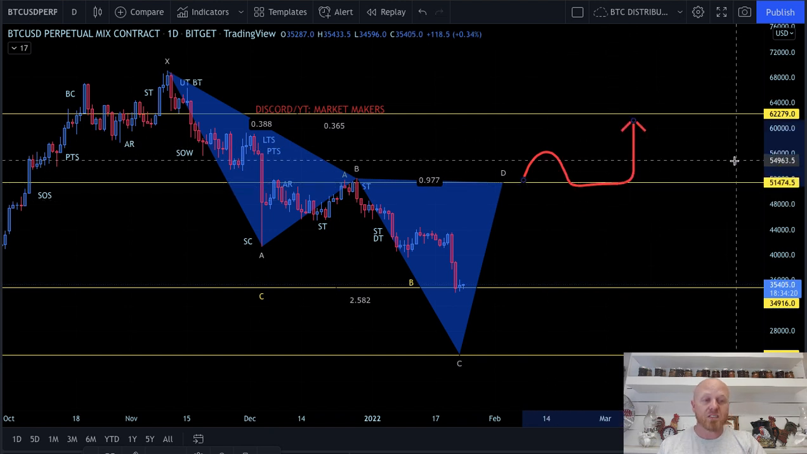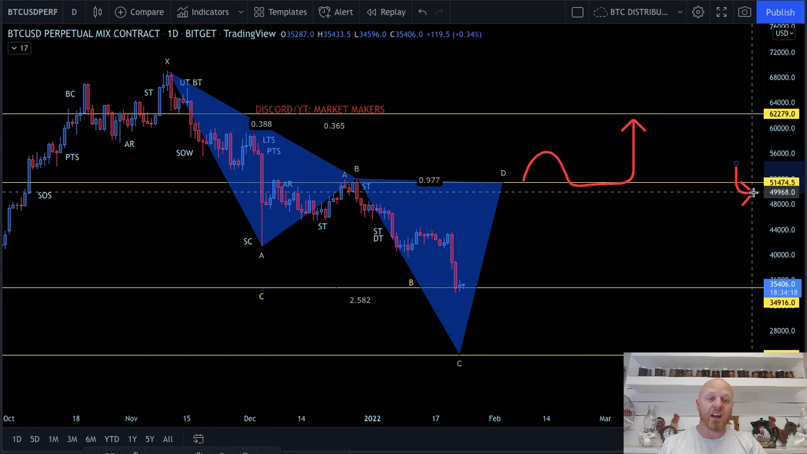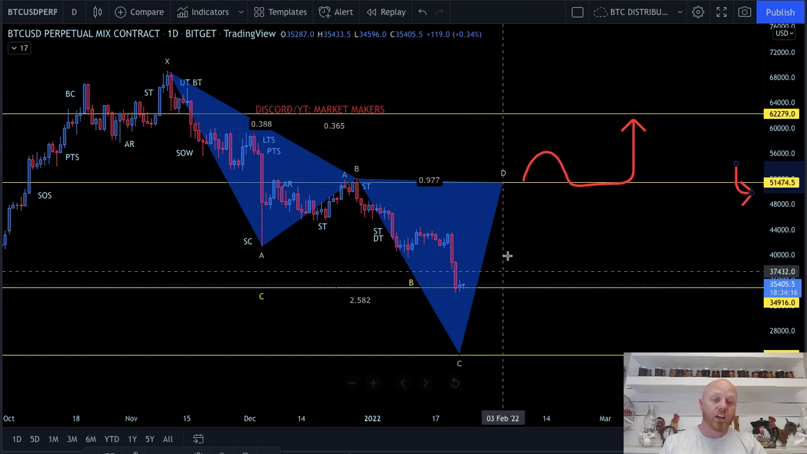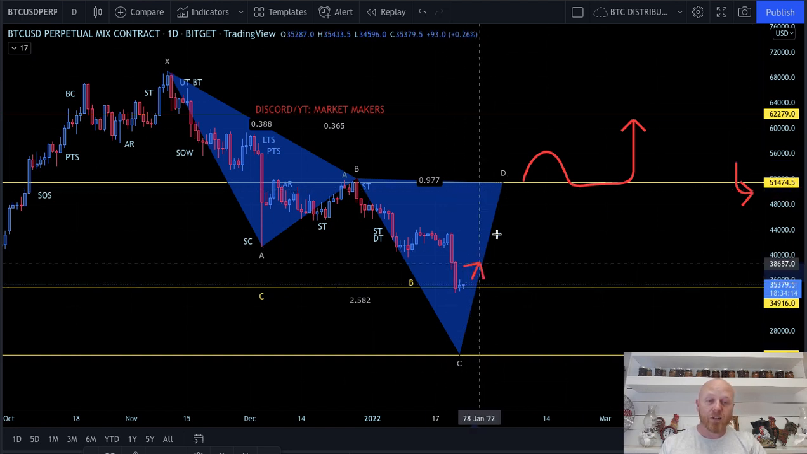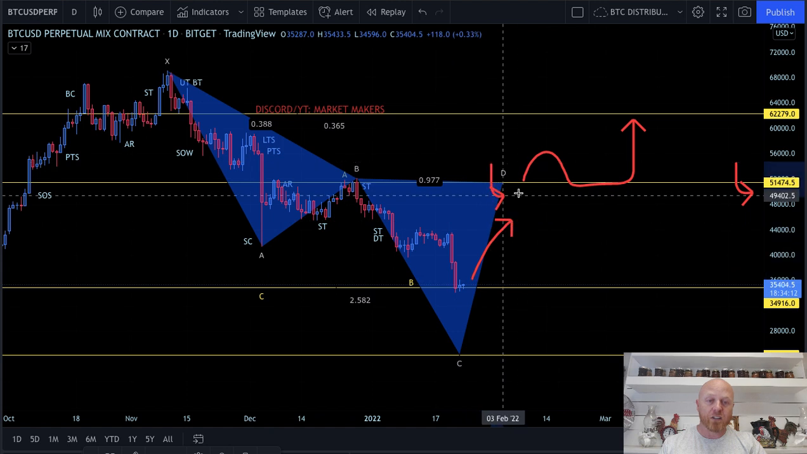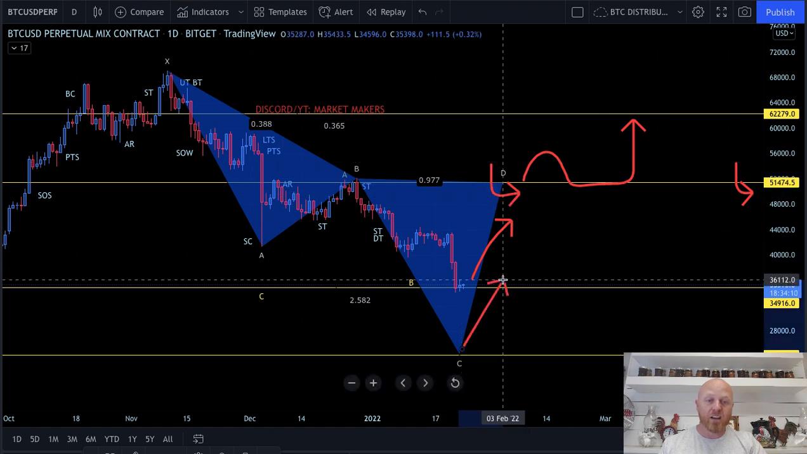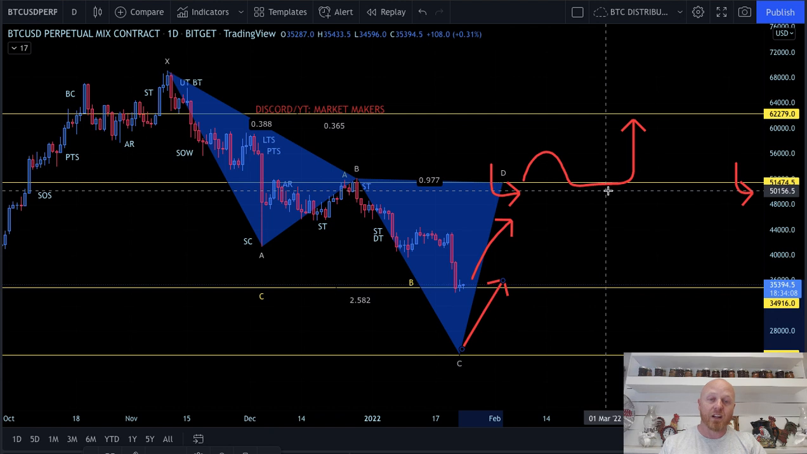So we got to pay attention to that 51 to 53 area once price does start coming back up. Either way, if it comes up from here, it is a key area. This is the 1618. If it comes up from here, it is a key area. It is the 2618. Either way, that seems to be a very pivotal point for Bitcoin breaking that lower 50K range, okay?